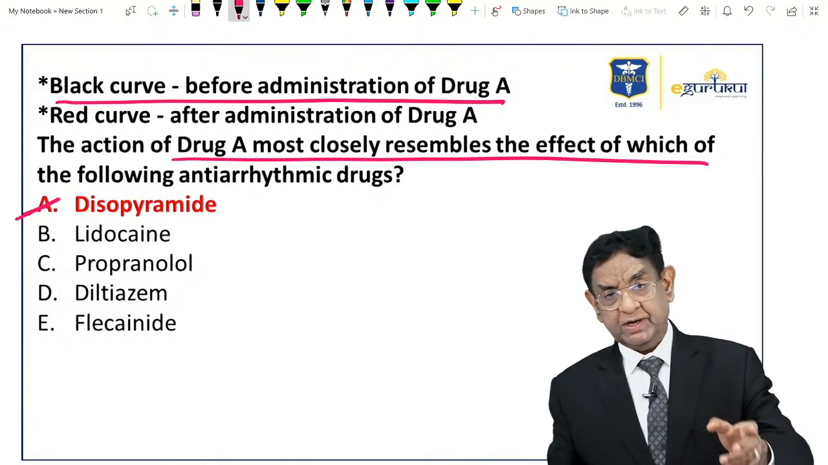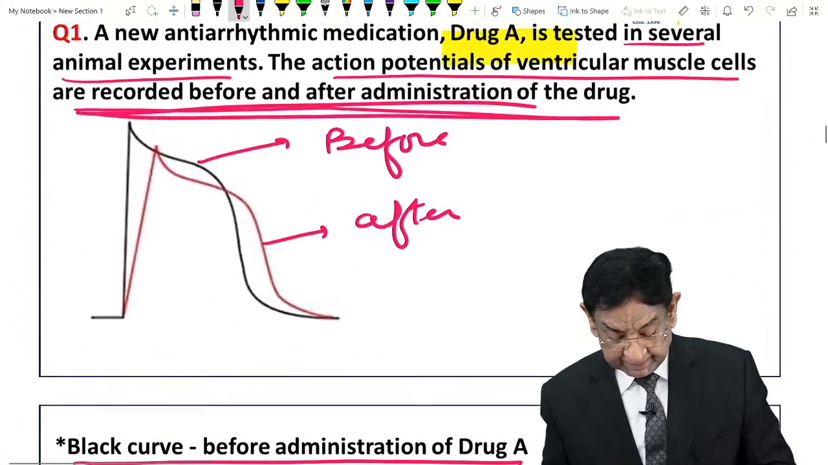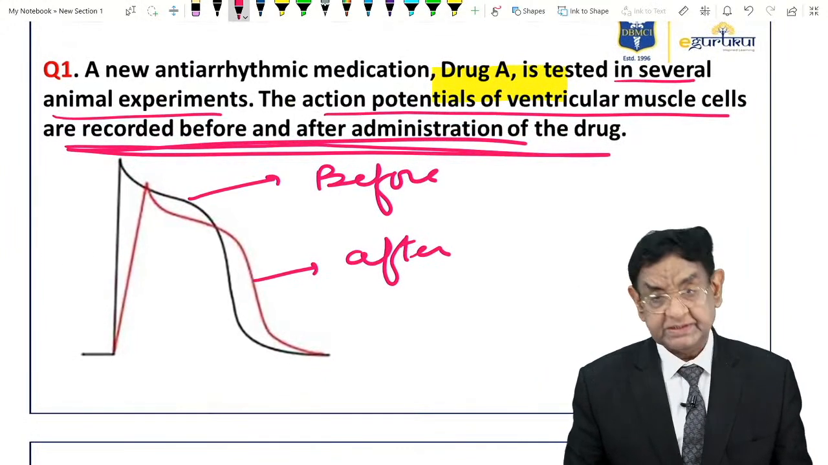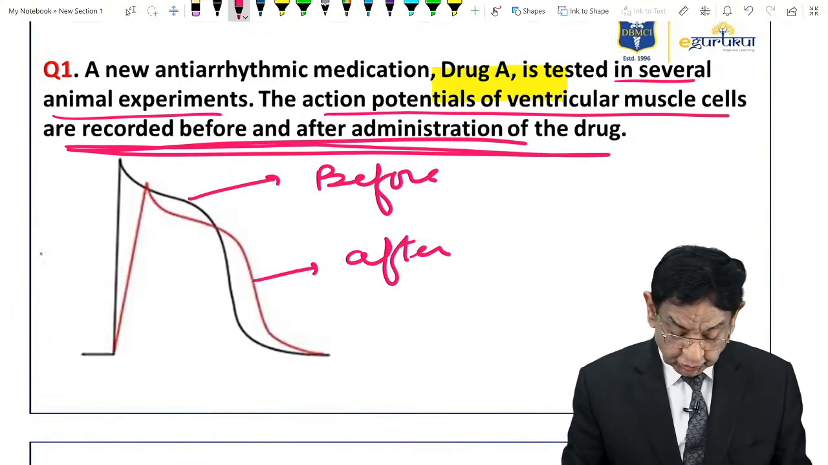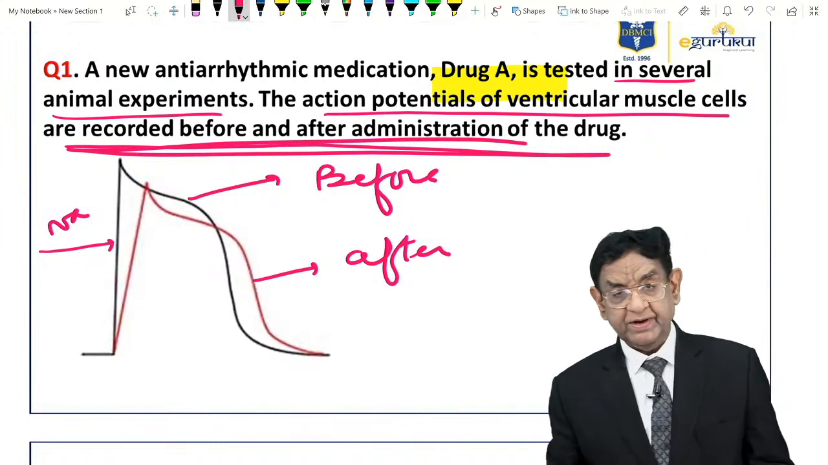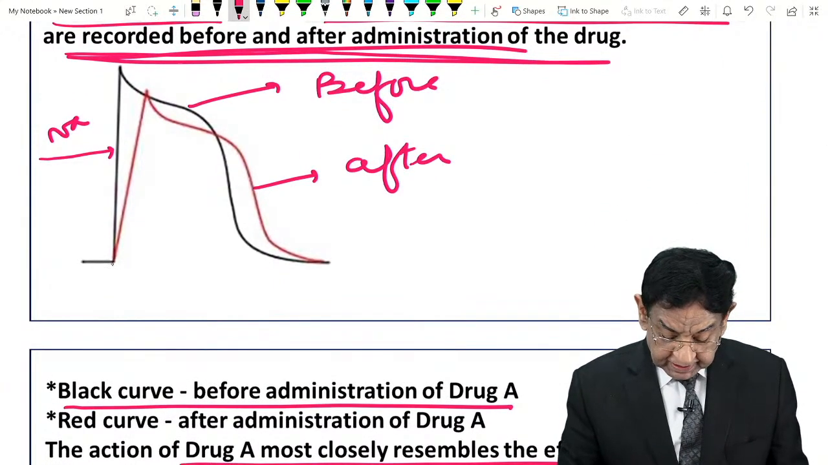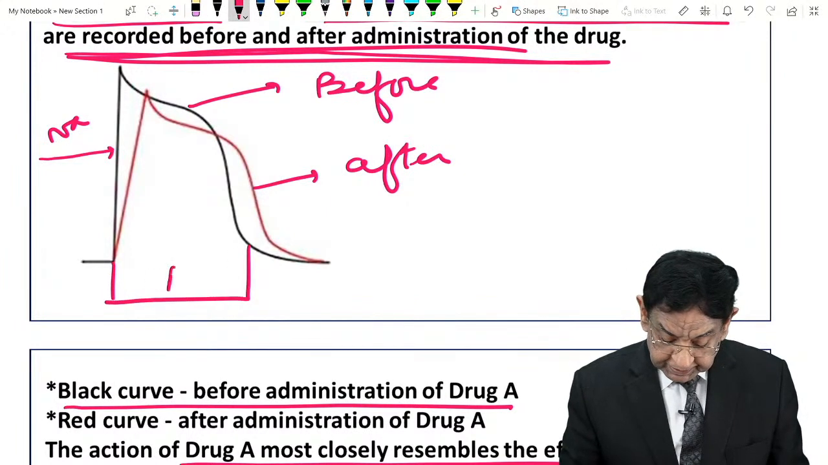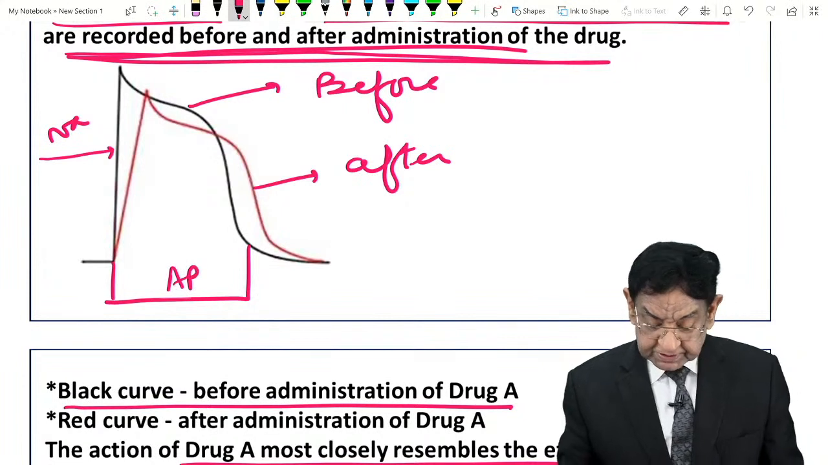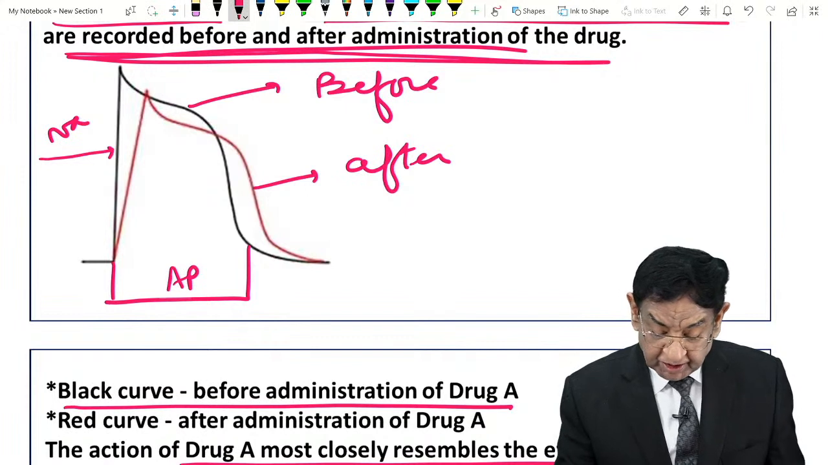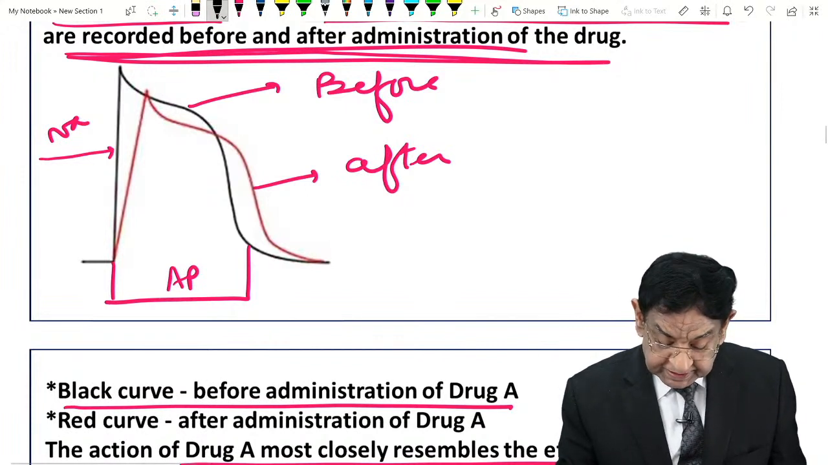Let's go back to the graph again. Let's see what is happening. What we notice, of course, is that sodium entry occurs. That we know very well. And this is the normal action potential. This is the duration of the normal action potential. Now what changes have occurred in this?